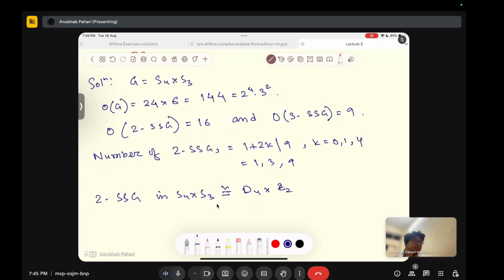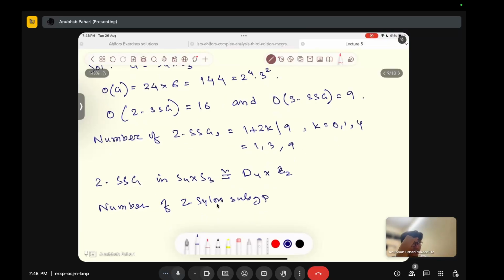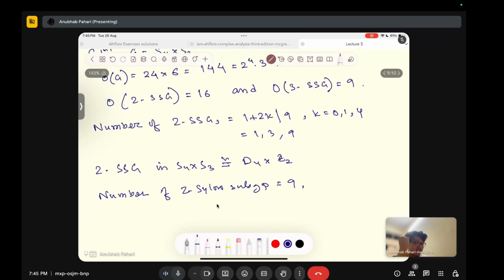So apparently this is a standard theorem. So this implies the number of 2-Sylow subgroups is 9. Okay, I'm just writing the solution. Try to think, and if not then maybe you can discuss it in the next class. But 2-Sylow should be 9. Why can it not be 1 or 3?